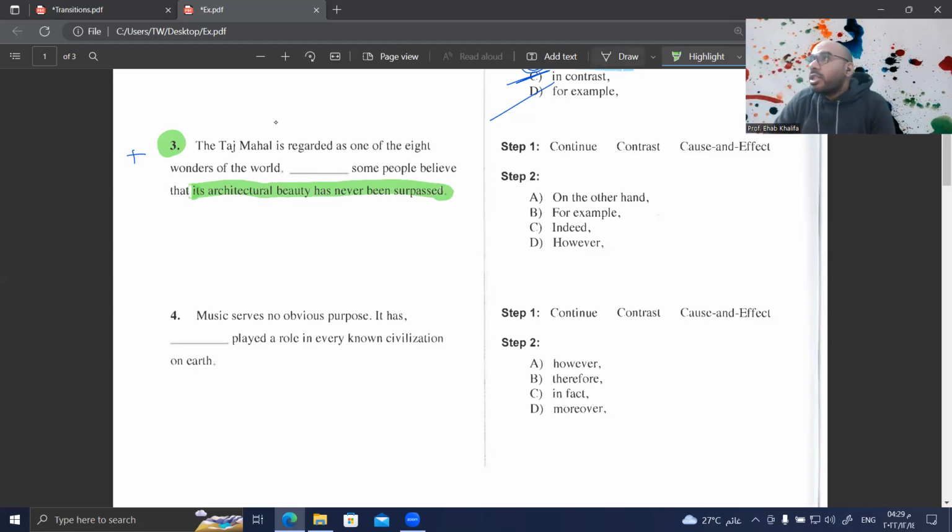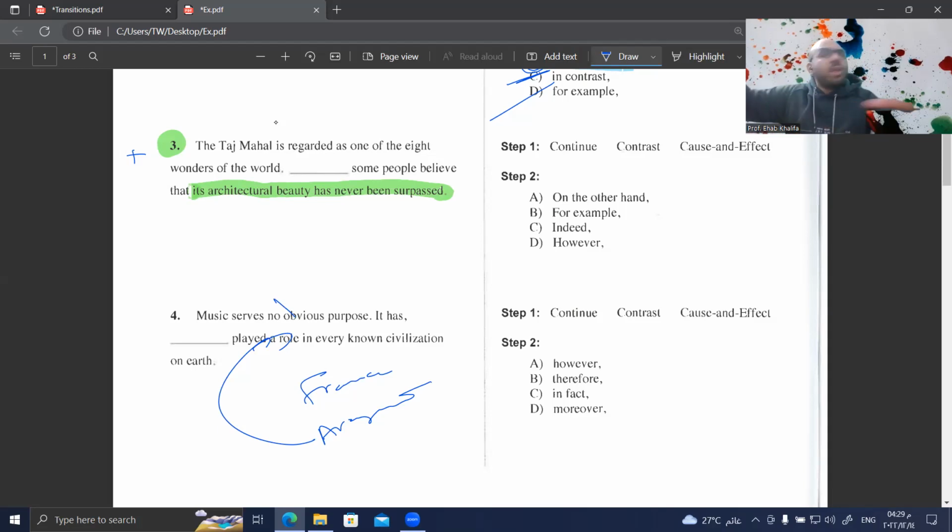For example, surpass, guys, what is the meaning of surpass? This is France rank 1, Argentina rank 2. When I say Argentina surpassed France, it means Argentina became rank 1 and France rank 2. This is to surpass. So when I say its architectural beauty has never been surpassed by any other building, of course, it is pure positive. So that is positive, positive.